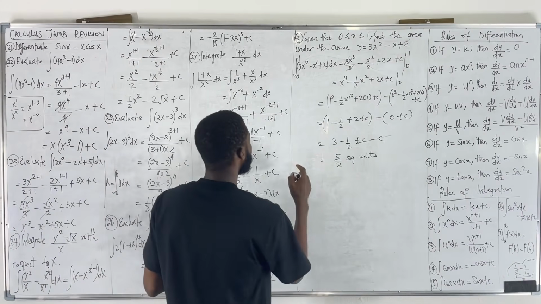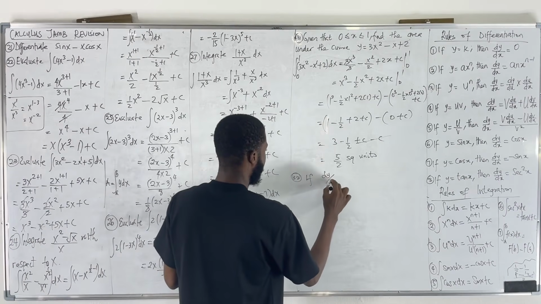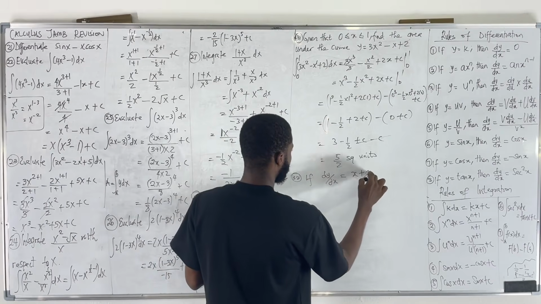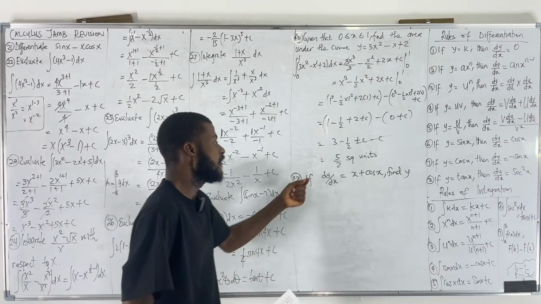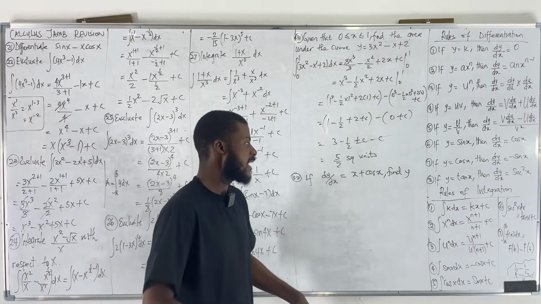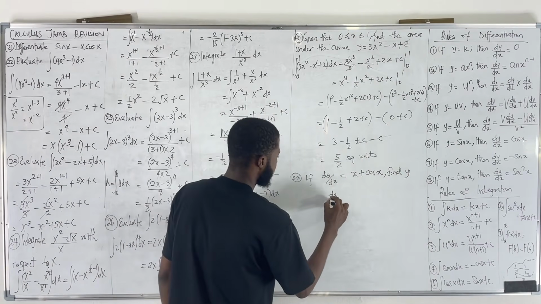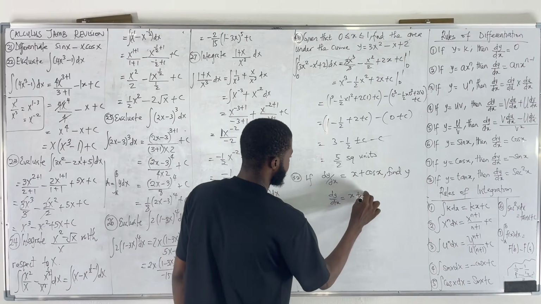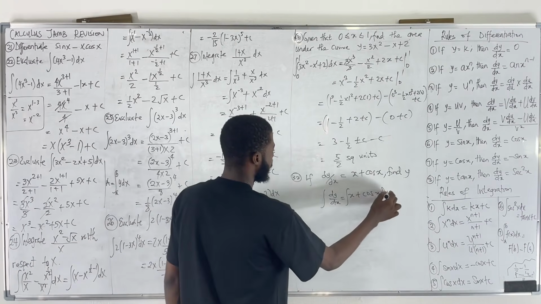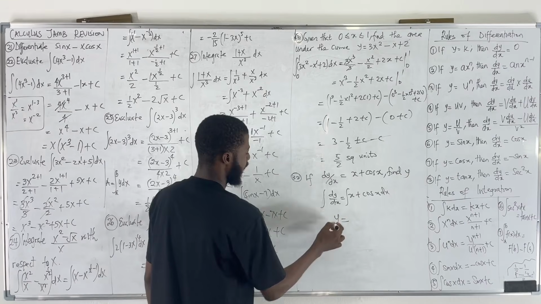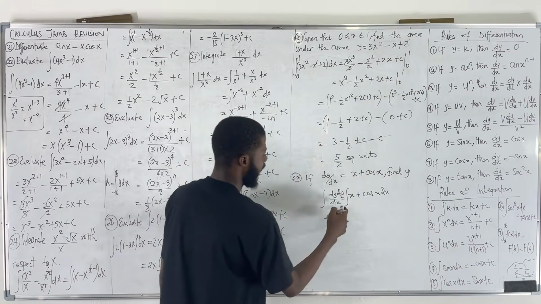Okay, that's 31. 32. If dy/dx is equal to x plus cos x, you have to find y. They're saying that they've differentiated something, and you need to find what they differentiated. So if dy/dx has already been given to you as this, to get your y back, integrate both sides with respect to x. There are two opposite operations, integration and differentiation, so this will just give us our y.